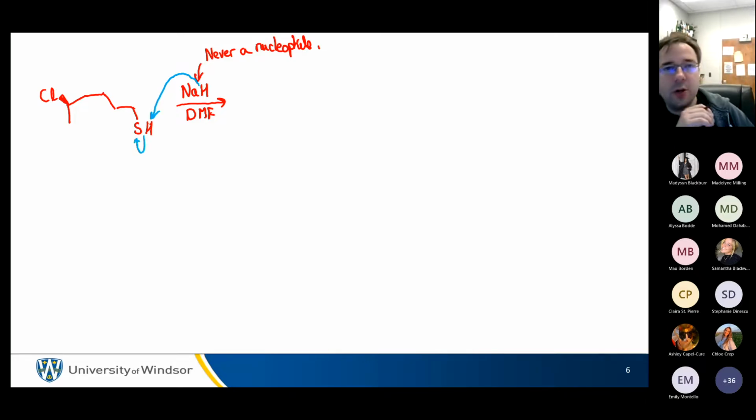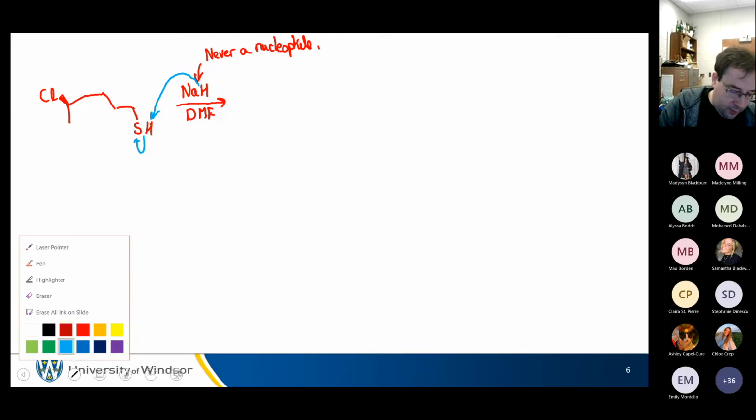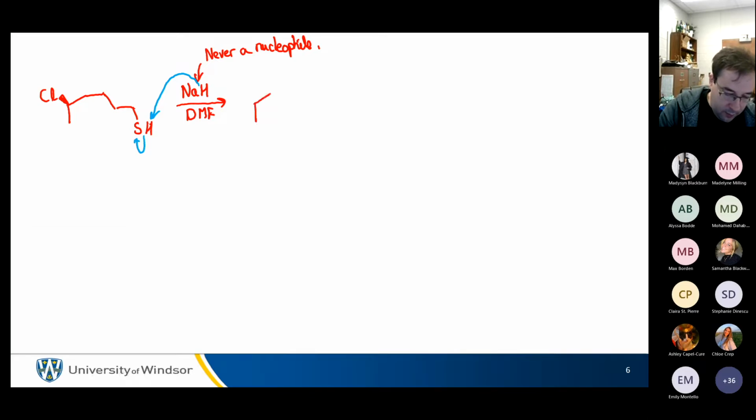So we're going to take off the hydrogen from the sulfur. It is the most acidic proton on this molecule. If we do that, we get that. And then your sulfur can act as a nucleophile. You have a leaving group. They're in the same molecule. You count your ring size.